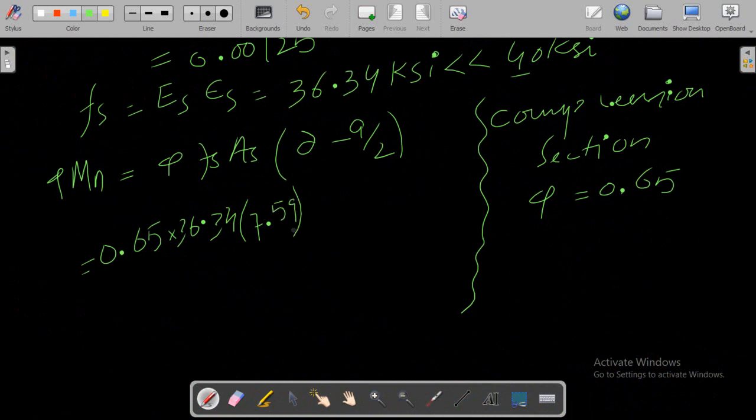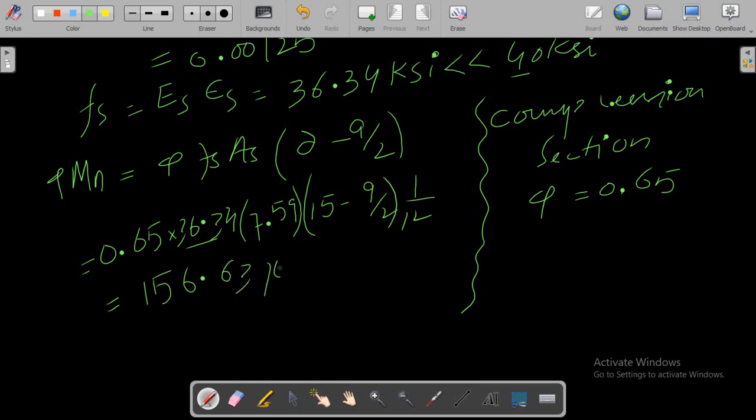7.59 times d minus a over 2, that is 15 minus a over 2, where a is 9 inches divided by 2, and we have to divide it by 12, right? This value is in KSI, so we don't need to divide it by 1000, but we need to divide it by 12 to convert it into feet. What we got here is 156.63 kip-feet. This will be the design flexure strength of the section.